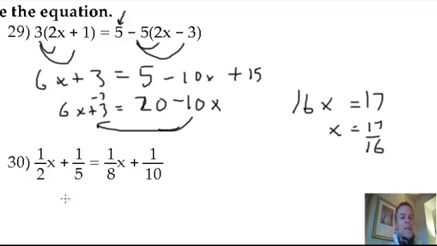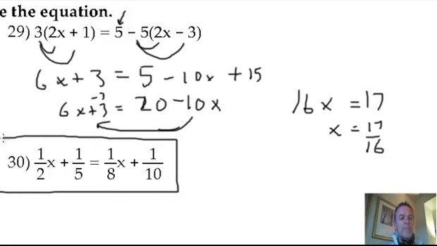Okay, question 30. Oh dear, it's fractions. Now you don't have to find a common denominator if you're solving. If you're adding and subtracting fractions, sure, you've got to find a common denominator. But if you're solving, you can get rid of the denominators by finding the lowest common denominator. We have 2, 5, 8 and 10. The lowest common denominator for that is actually 40.